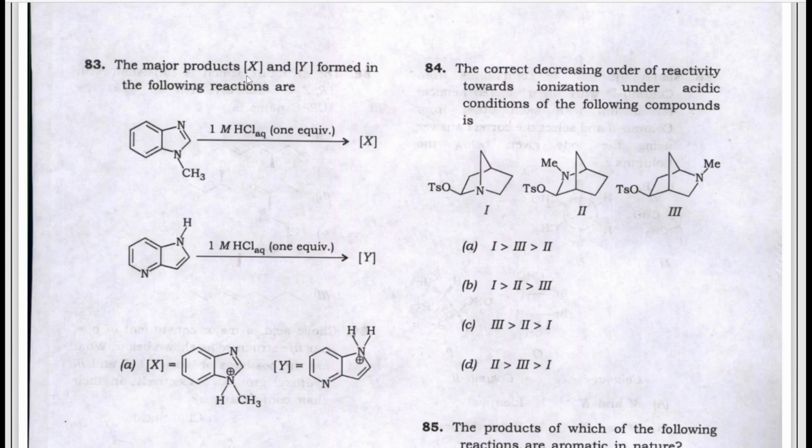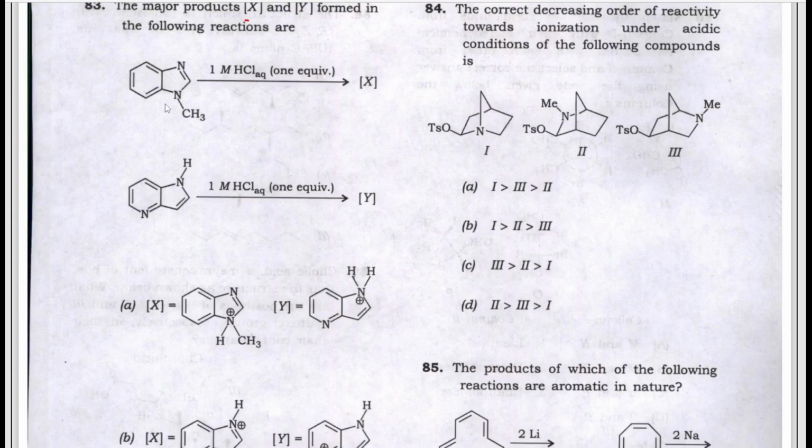In the next question, the major product X and Y formed in the following reactions. Okay, and there are two benzoheterocyclic compounds. In both cases, quaternization reaction will occur, because they are providing here 1 molar HCl but only one equivalent. Okay, so one equivalent HCl will be involved in the quaternization of the nitrogen atom in the case of both benzoheterocyclic compounds.